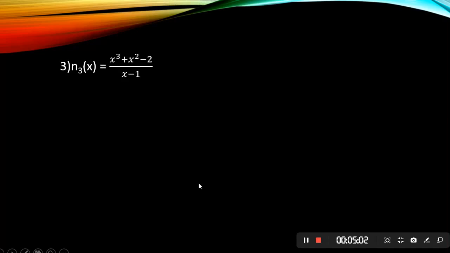Example 3 is very important. N3 of x equals x power 3 plus x power 2 minus 2 over x minus 1. My first step is factorize the numerator and the denominator. Look to the numerator here, x power 3, x power 2, but I haven't here any x. So I cannot take out the highest common factor. There is no highest common factor between the three terms. What should we do? I cannot factorize x power 3 plus x power 2 minus 2 directly. This trinomial cannot be factorized.